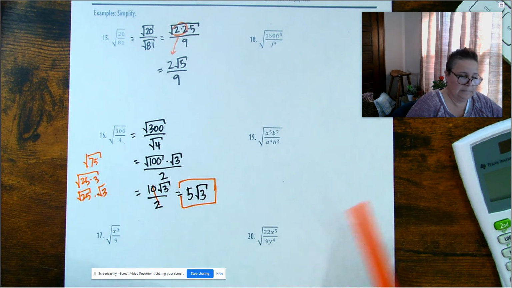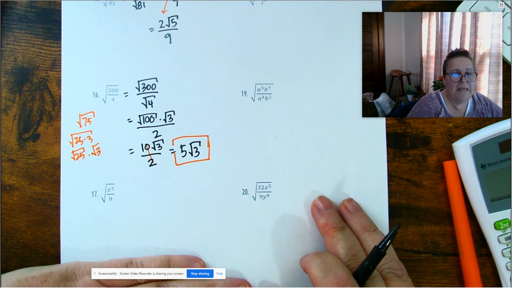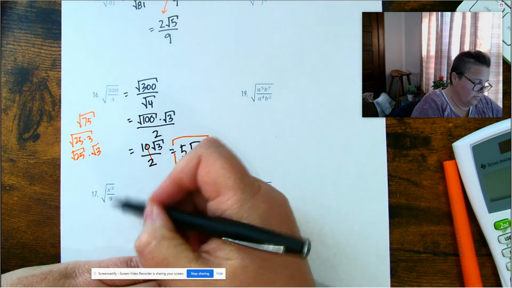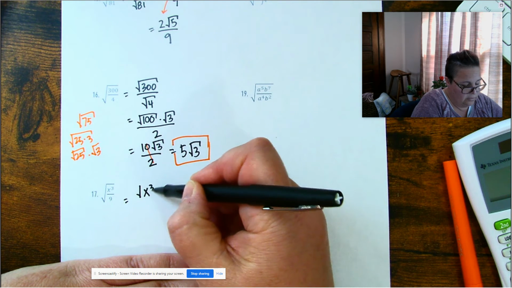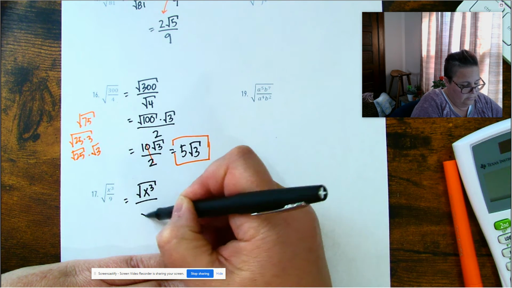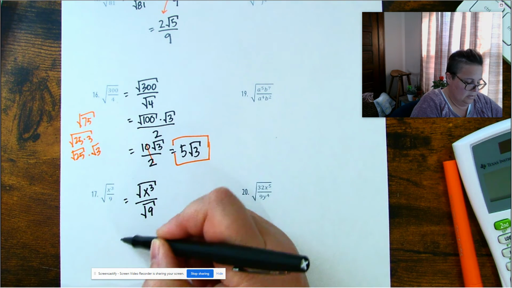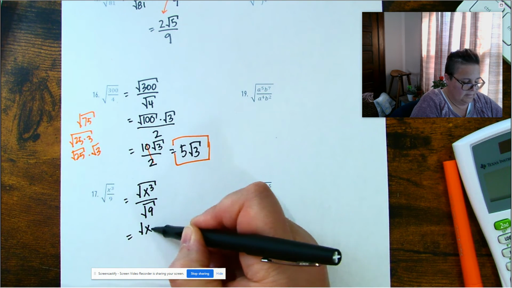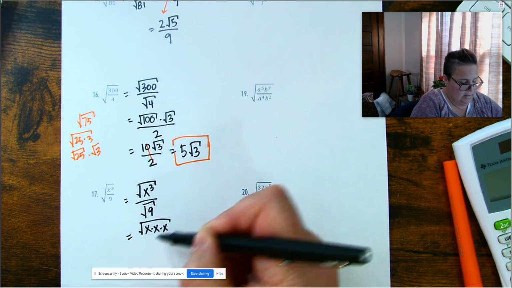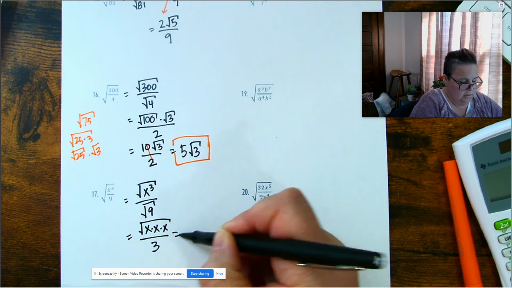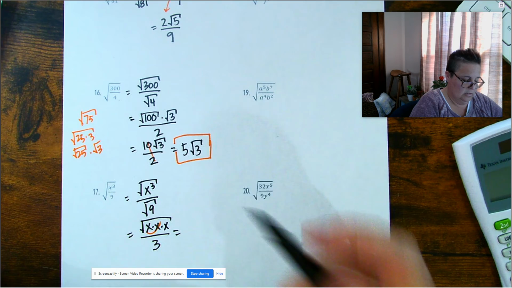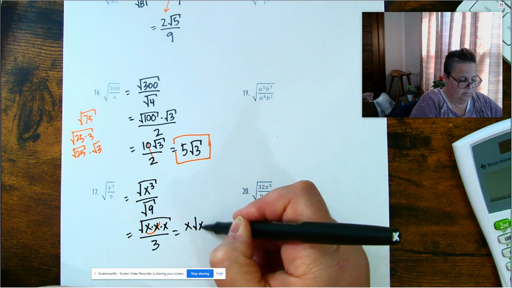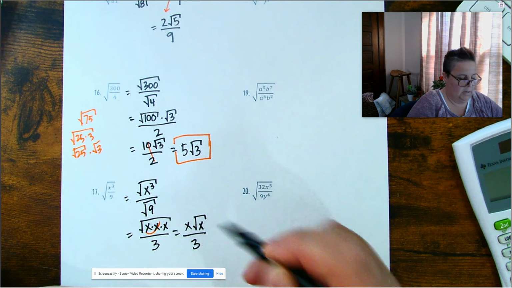Both work. All right, here we have the square root of x to the third over 9, which would be the square root of x to the third over the square root of 9. X to the third is x times x times x, over 3. A pair means I can bring 1 out. So we'd have x square root of x all over 3.